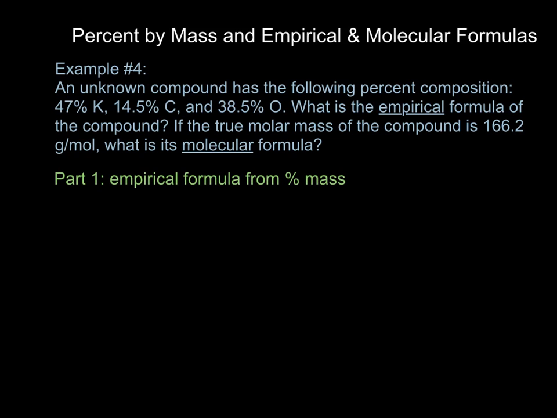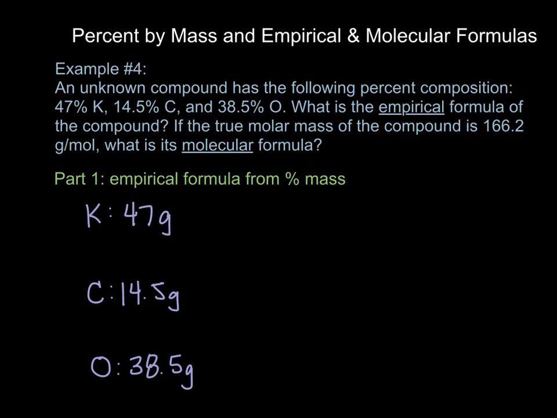So to find my empirical formula, I have to use my percent mass. My percent composition for potassium is 47%. But remember, I'm assuming a 100 gram sample. So if I have 47% of a 100 gram sample, it's 47 grams. Carbon is 14.5%, but in my 100 gram sample, I can assume it's 14.5 grams. And oxygen, I can assume, is 38.5 grams. And after I convert from percent to grams, I have to convert to moles, so times my molar mass for each of these.